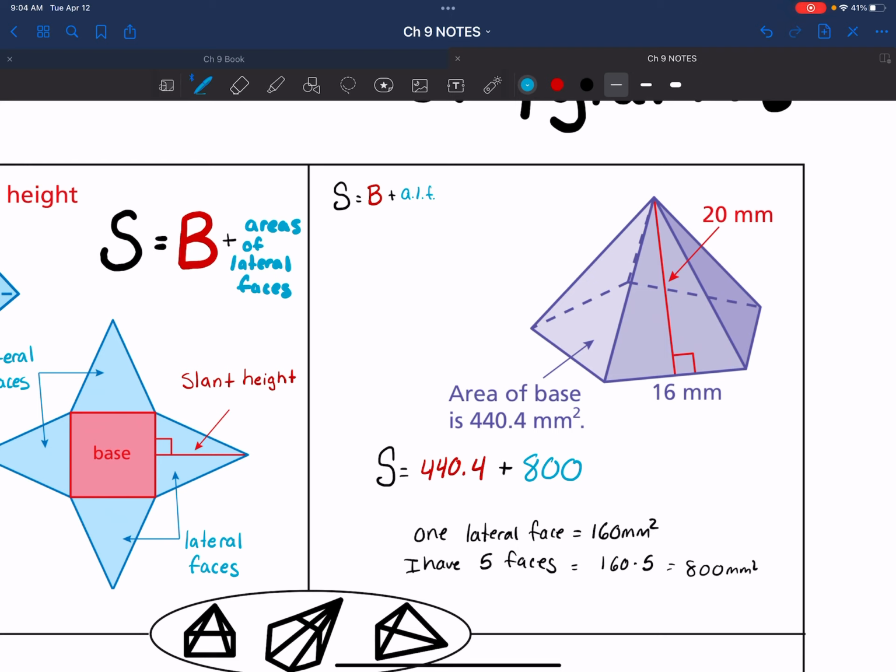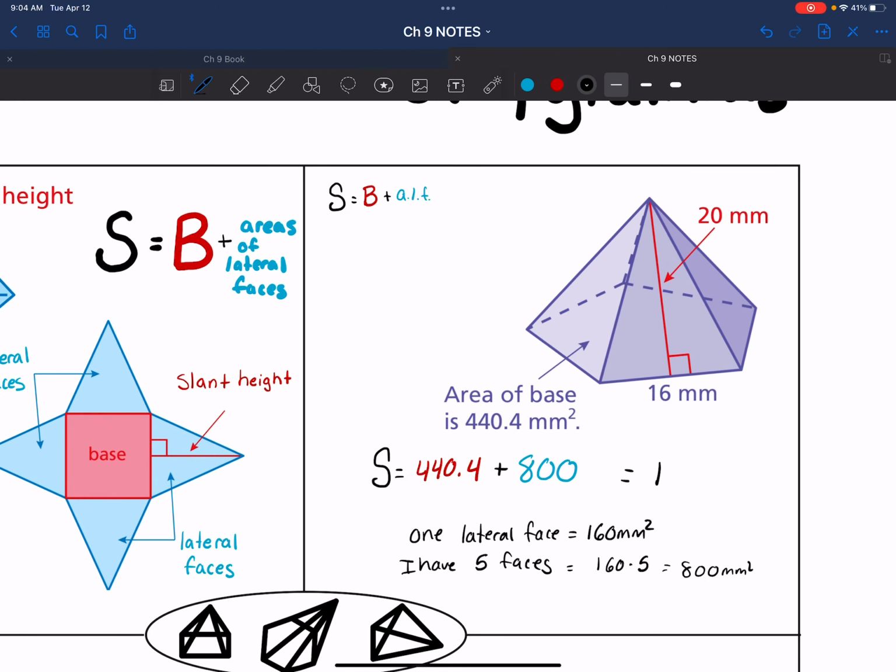Now I can find the surface area total. I've got to take 800 plus 440.4. Okay, when I do that, that equals, ooh, that's a biggie. Did I do it right? No, I multiplied it. Silly me. 800 plus 440.4. That's much better. 1,240.4 millimeters squared. Ta-da. And then we always circle our answer so that we know that we finished it.